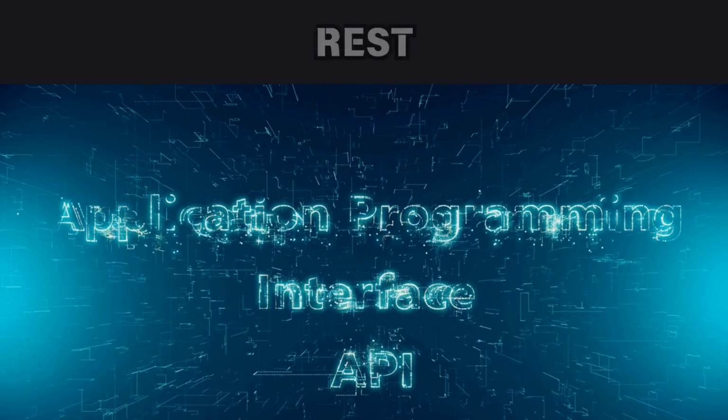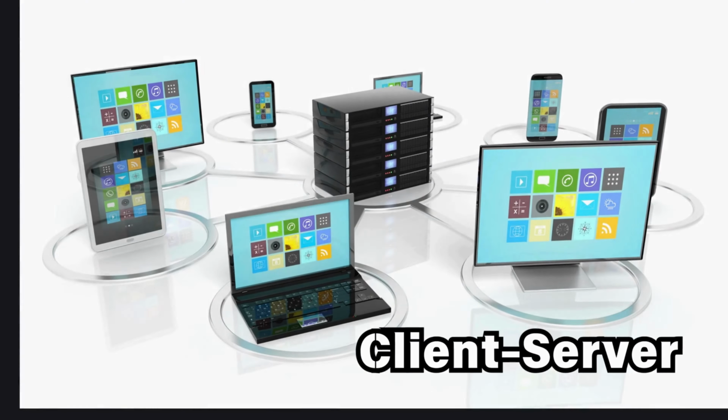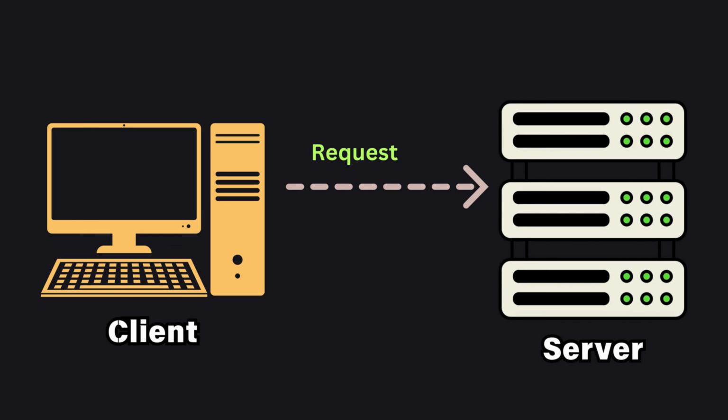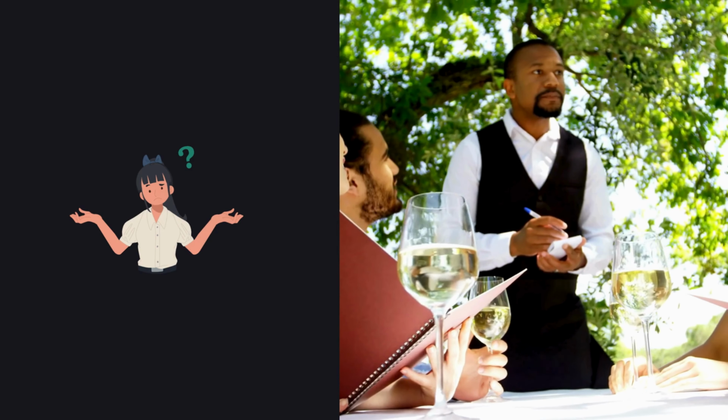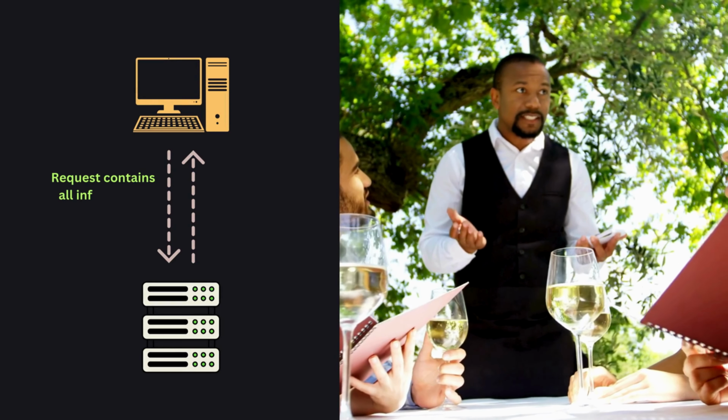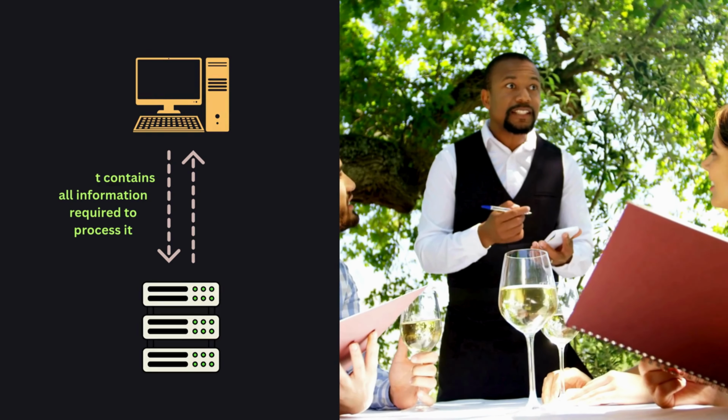Key concepts of REST API. 1. Client-server: the client makes requests, and the server provides the data. 2. Stateless: the waiter, the API, doesn't remember past orders. Each request is independent and contains all the information needed.